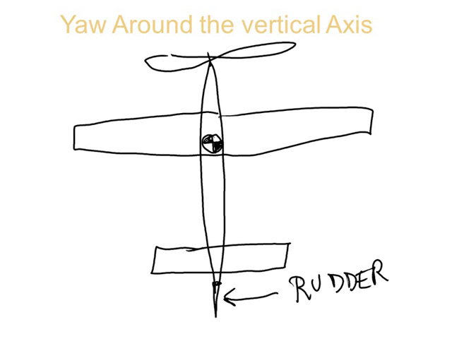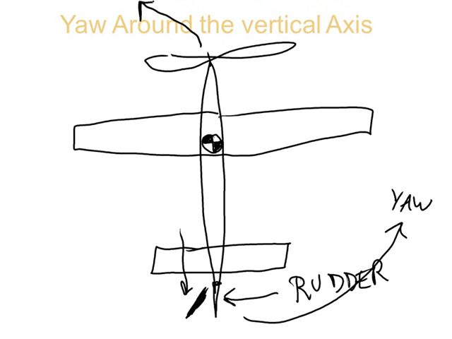So this one is like an insect where if you stuck the pin in the top of the insect. And if you move the rudder off to the left here, the airflow is going to hit it, and that's going to make the tail of the airplane yaw, and the nose of the airplane is going to go in this direction. So in this case, you would be yawing left, and this axis right there is the vertical axis.